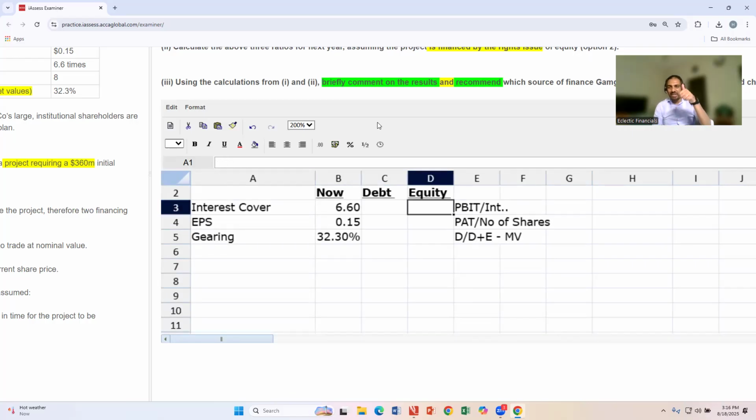We require PBIT. PBIT is in the P&L. After PBIT, that's interest. After that, tax. So that means it's a complete P&L. So information about the P&L for interest cover and EPS, PBIT to profit after tax, the complete P&L. Then we require the number of shares and also we require debt and equity. So why not work in this manner?